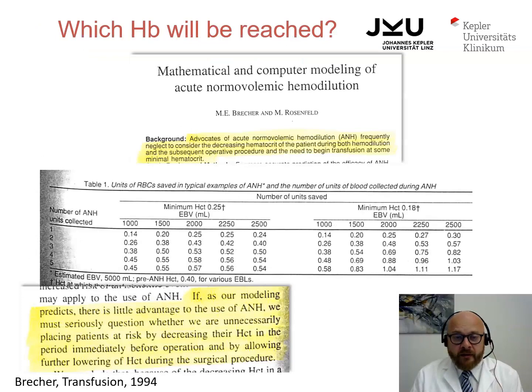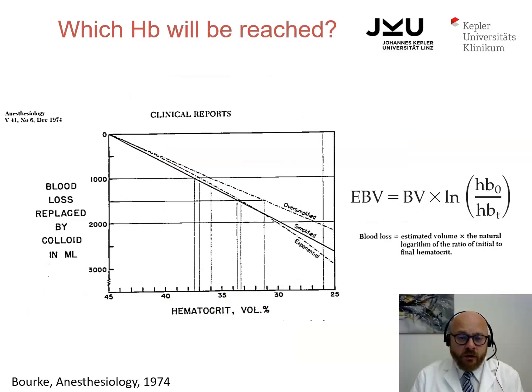However, from the very beginning, there have been discussions about the efficacy of ANH, and this is one of the first calculatory examples where they try to say that there might be a little advantage in the use of ANH due to the calculation. If you want to calculate which hematocrit is reached and how much blood you can take away, there is essentially one old formula which has been published by Gross and Smith in the year 1974, where you can calculate the exchangeable blood volume, EBV, as the product of blood volume and a complicated logarithm.